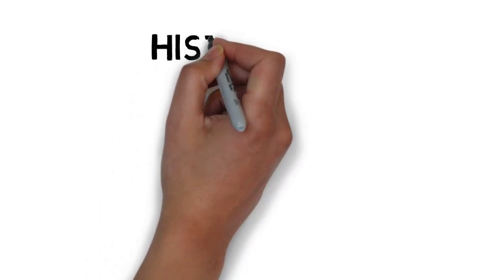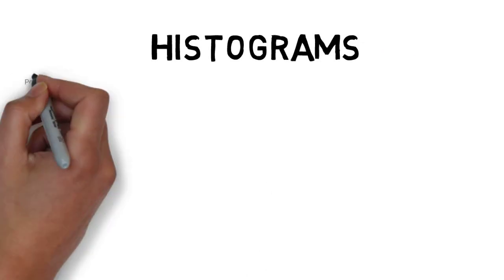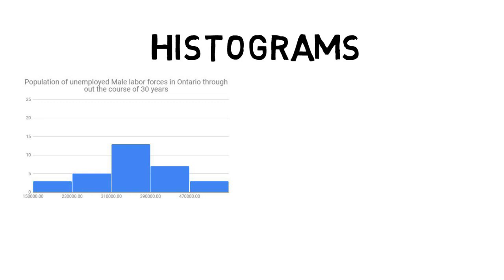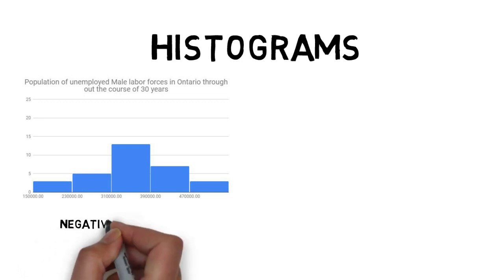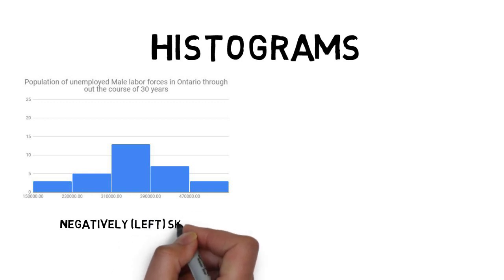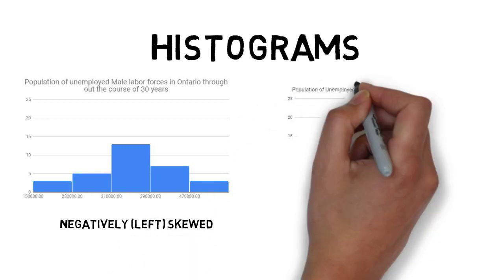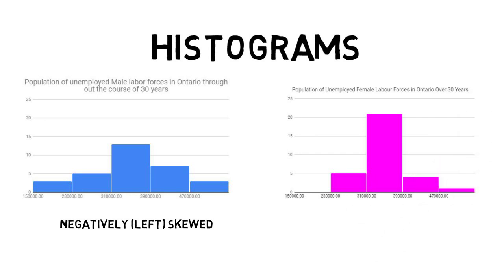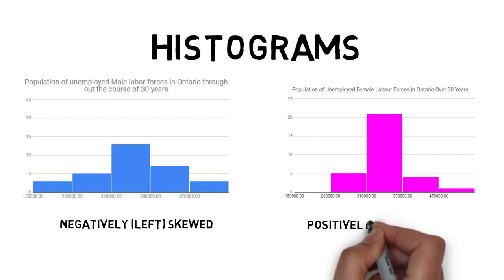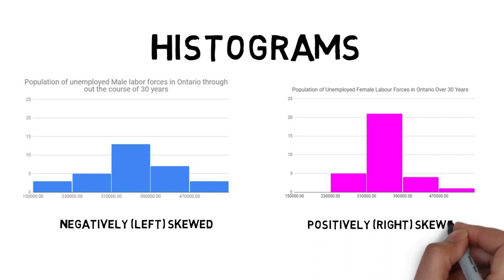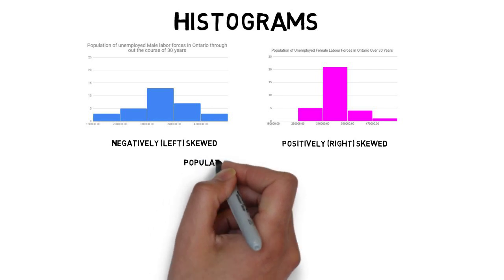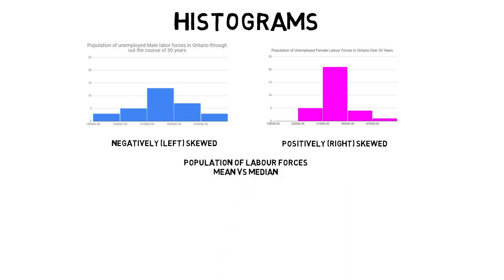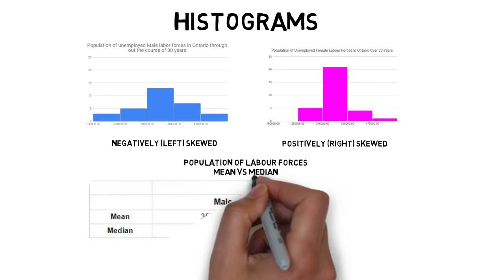The histogram for the population of unemployed male labor forces almost resembles a bell-shaped curve. However, this distribution is not perfectly normal. This distribution is negatively, or left, skewed. The histogram for the female unemployed population demonstrates a similar shape to a bell curve, but the distribution is not perfectly normal, so this means that the distribution is positively, or right, skewed. Using only our dependent variable, the unemployed population, these calculations show that the male labor forces in Ontario have a higher unemployment rate on average.